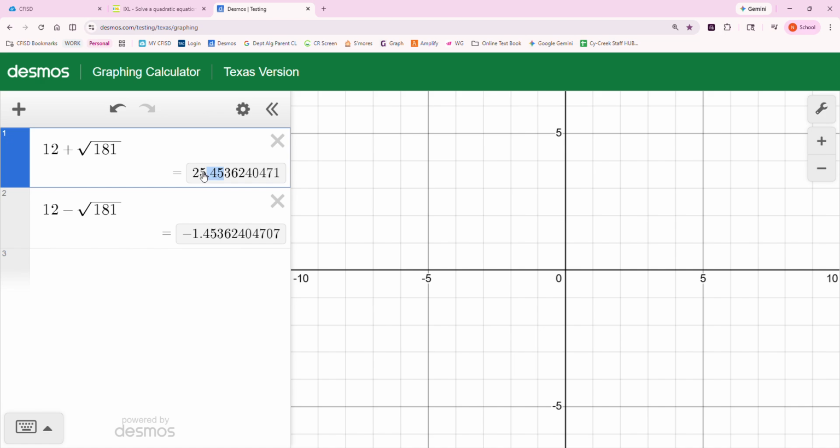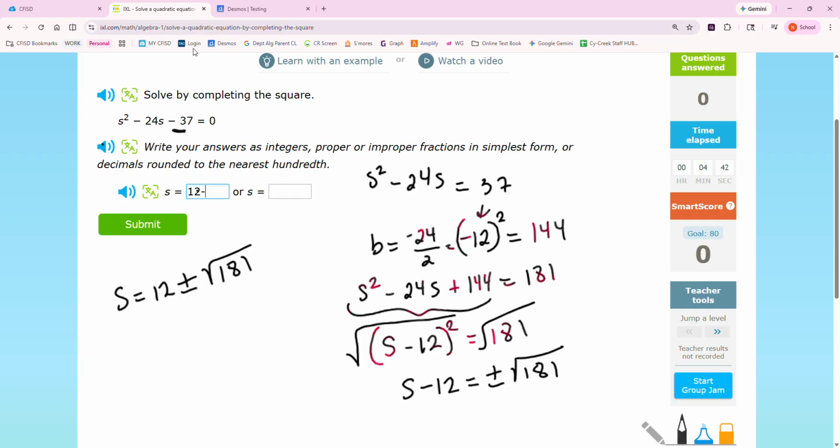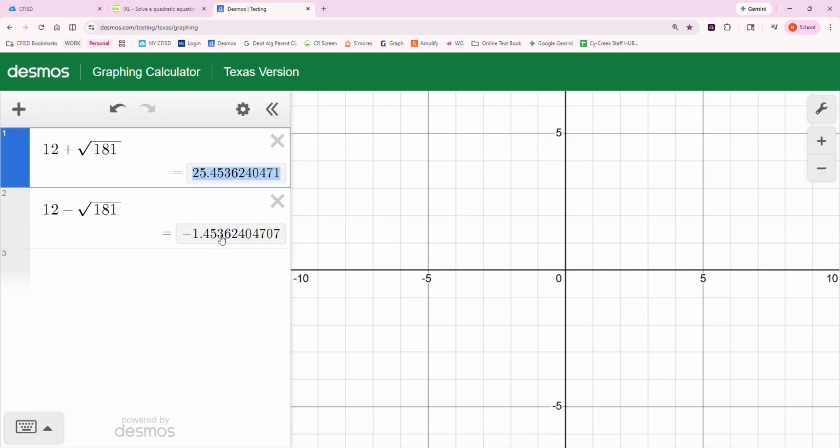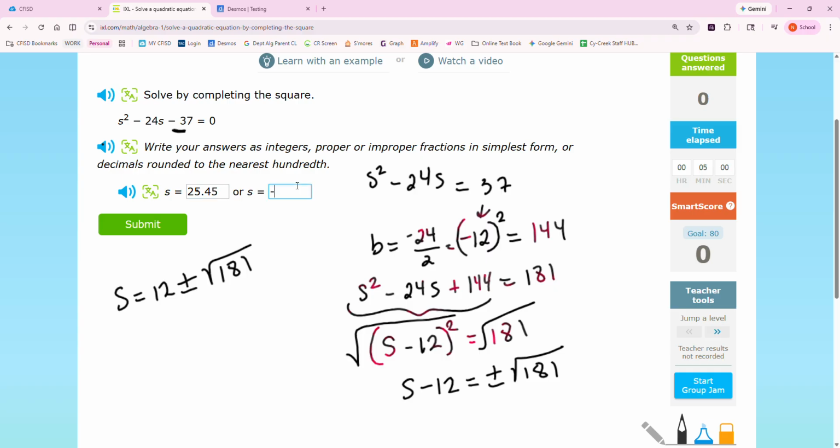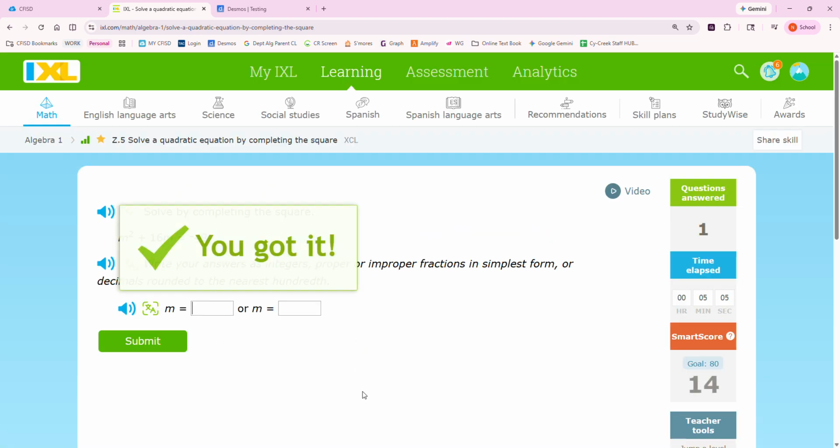So looking at the nearest hundredths, that means I want to round there to 25.45. In order to round to that 5, I need to look at the next place over. So that is 25.45 because that next number is smaller than 5. Same with the next one here. I need to look at 3. So that is negative 1.45. And we're done.